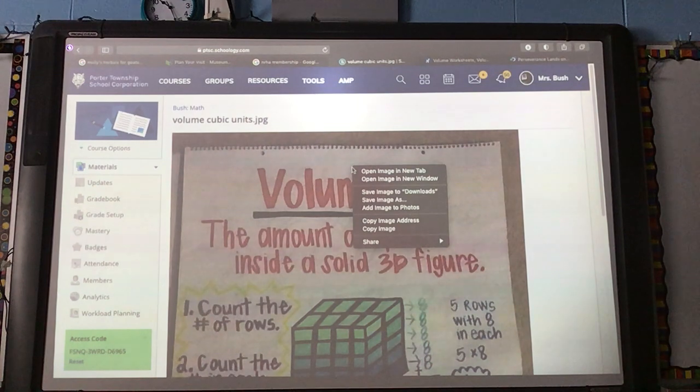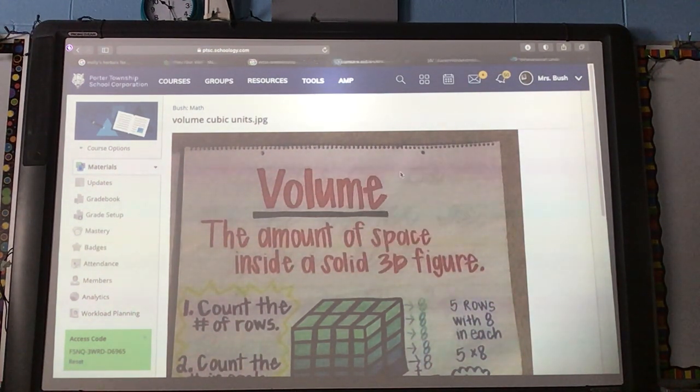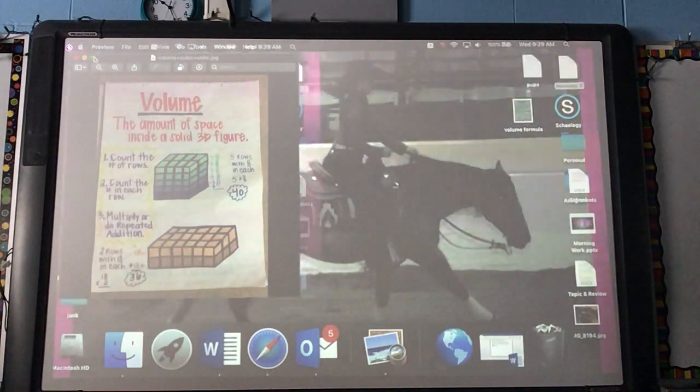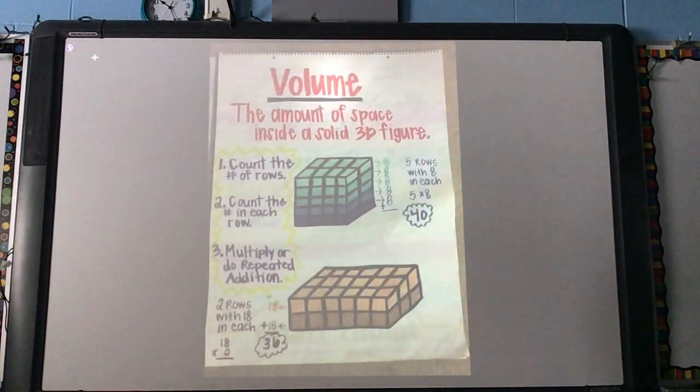On Schoology, I would recommend saving this attachment here. And this is a nice help sheet for you guys on volume. It says the amount of space inside a 3D figure. What is that 3D figure right here? A cube. A cube, okay? This is the only way that we are going to be working with volume today, okay?